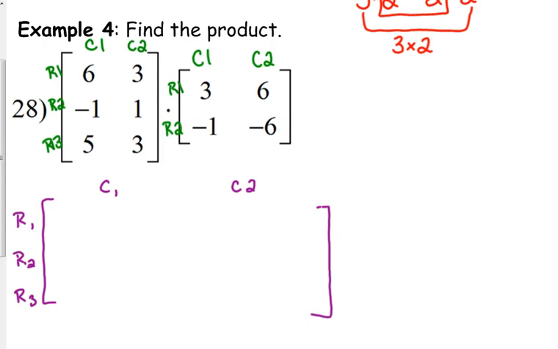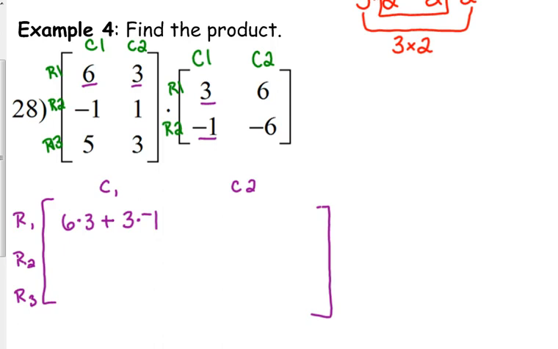I'm going to try and take this slow because it's really nothing like you've done before. Okay? So I need the entry for row 1, column 1. So I'm going to take my numbers from row 1 of the first matrix and multiply them by the numbers in column 1 from the second matrix, okay? I'm going to multiply those numbers, and then add them together. So I'm multiplying 6 times 3, the first one from each, plus the second ones multiplied by each other, 3 times negative 1.